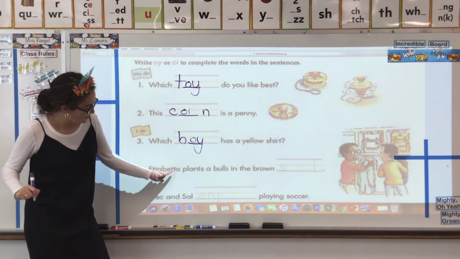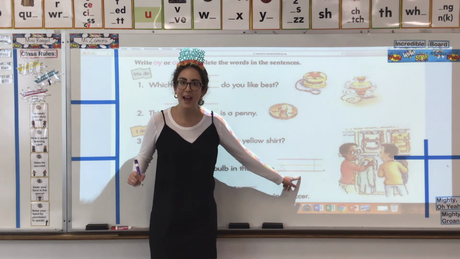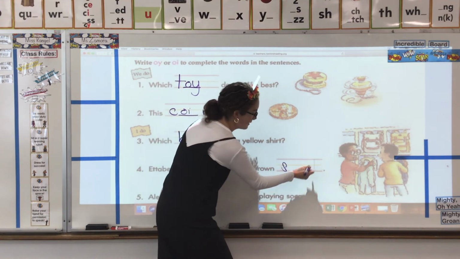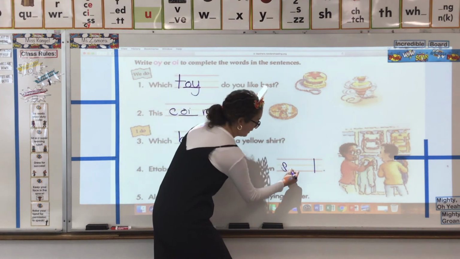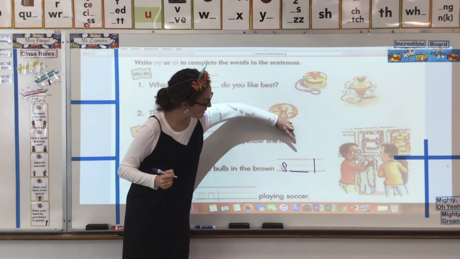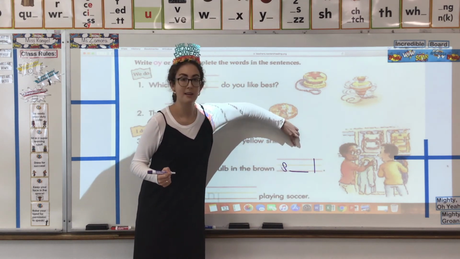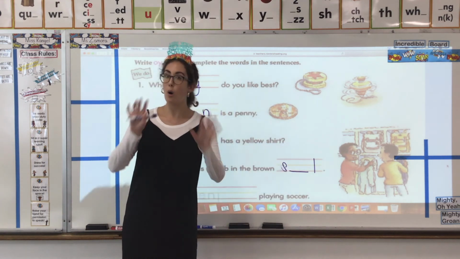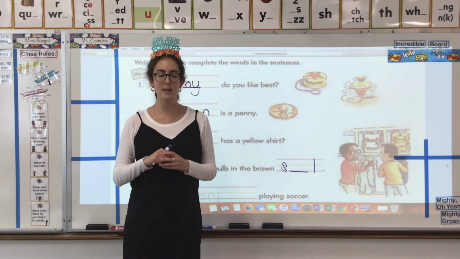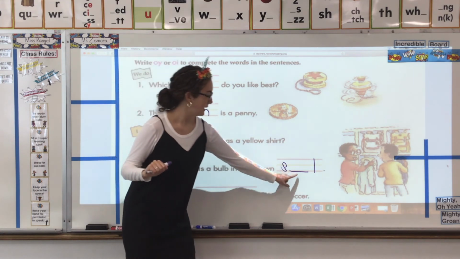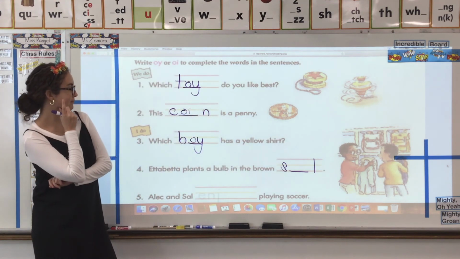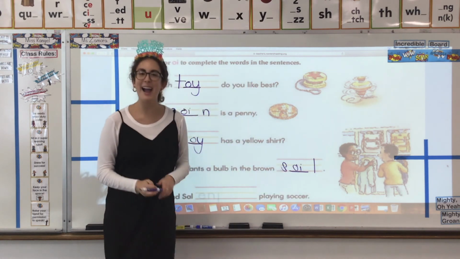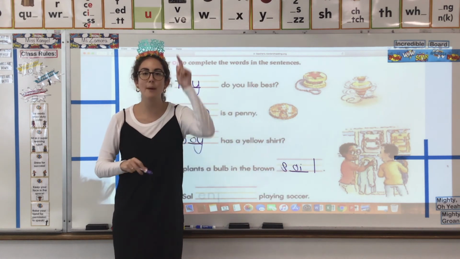Okay, last one all together. We're on 4, and our missing word is all the way at the end. What do we have so far? We've got an S and an L, but we're missing a sound in the middle of the word. So if we're trying to write oi in the middle of the word, how are we going to spell it? In the middle, we're going to use O-I. We're going to spell it with O-I in the middle of the word.